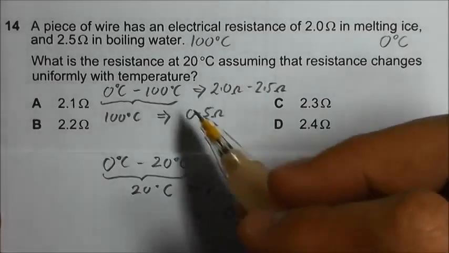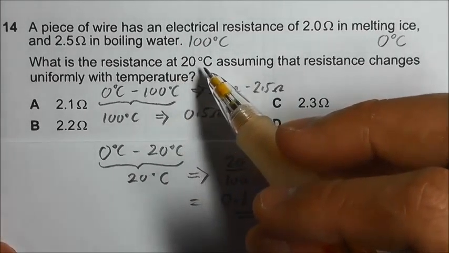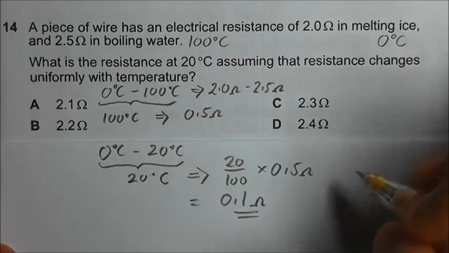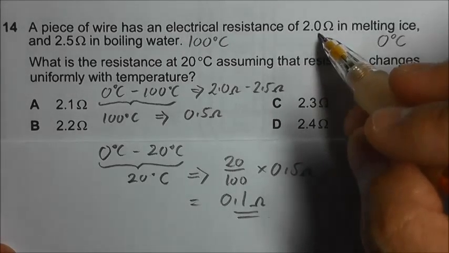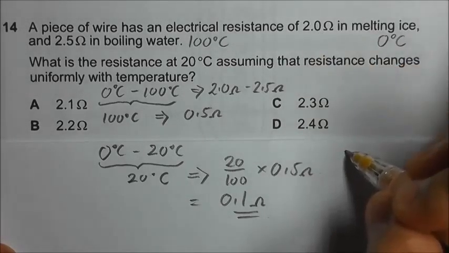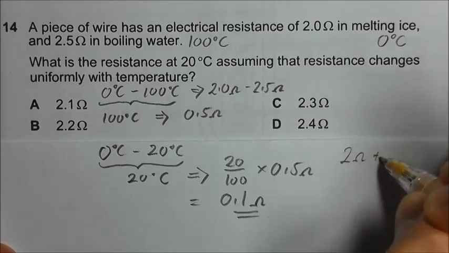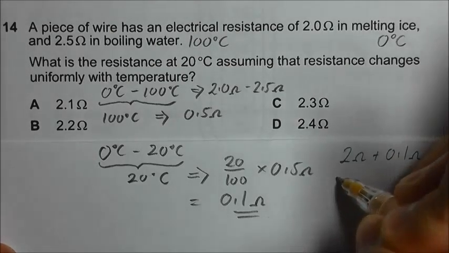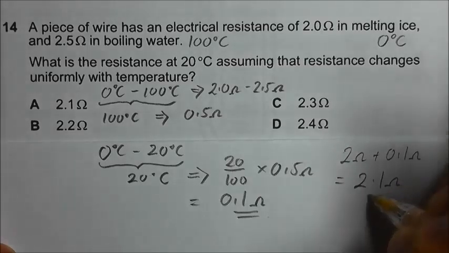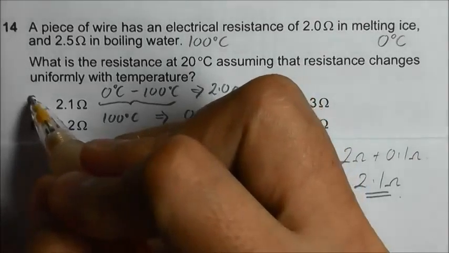So what is the overall resistance at 20 degrees Celsius? We have to add in the original resistance of 2 ohm. So that will be 2 ohm plus 0.1 ohm. We will get 2.1 ohm. Answer A.